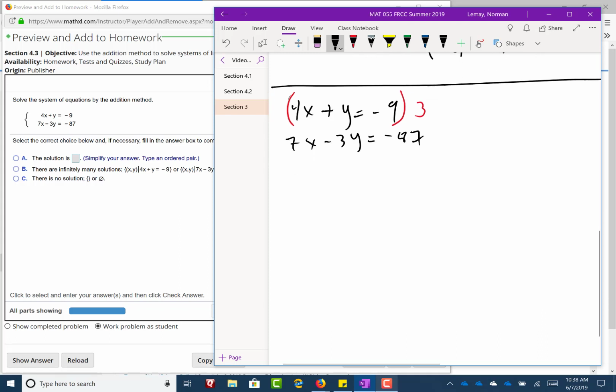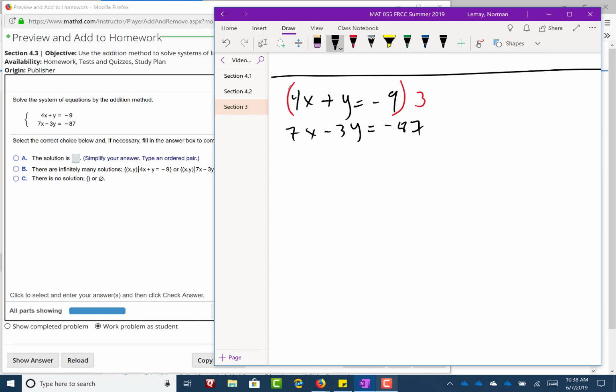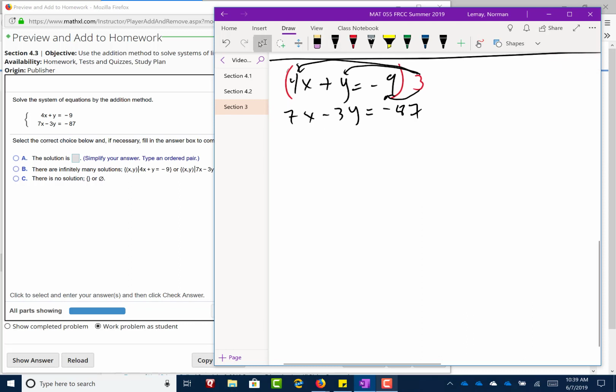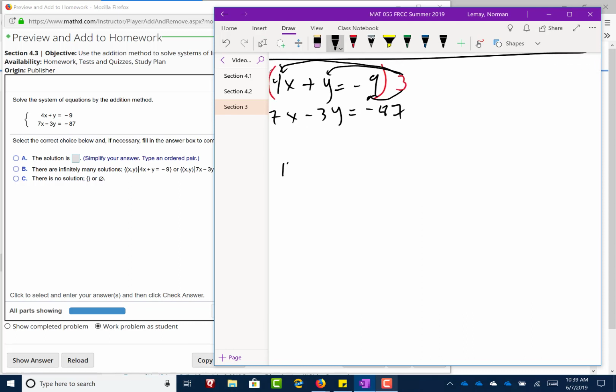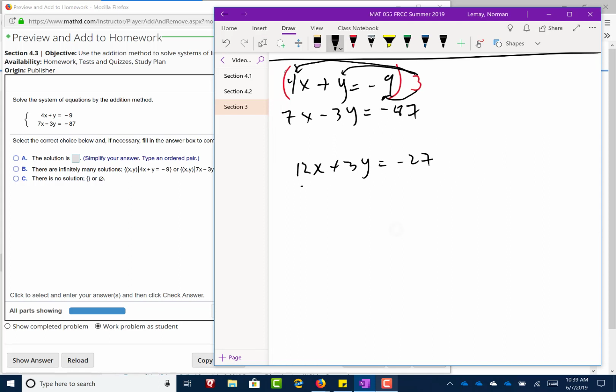When I do this, I have to remember to distribute the 3 all the way across, and you'll get into the gory details at another point in time. So it's okay if you just go ahead and do this because there's a rule that says we can do this. So notice we get 12x plus 3y equals -27, and 7x minus 3y equals -87.